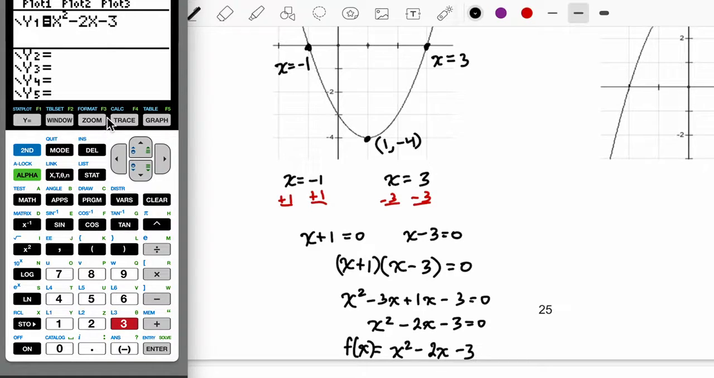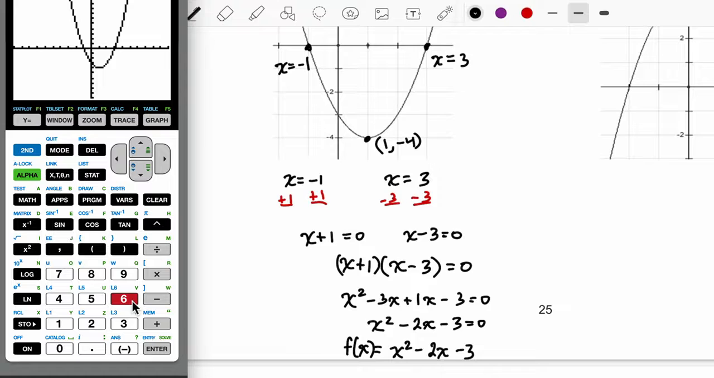You could do it by looking at the graph, but you could also do it by the table. Let me look at the graph first, zoom 6, and just make sure that it has the same vertex, that same turning point. All right, right here, is this at 1, -4? Kind of looks like it, but let's confirm.